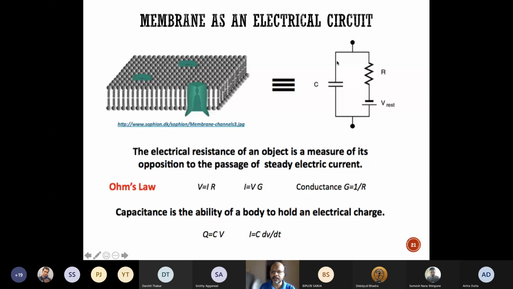So I have two elements now. If I inject current through the resistor, voltage is going to just jump to whatever it was plus R times I. If it's through a capacitor, it's going to increase linearly. Any questions on this? Is this fine?